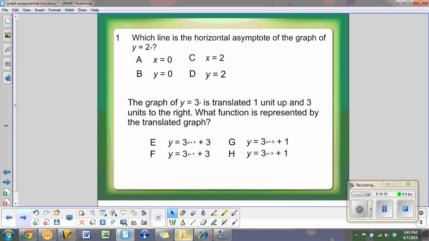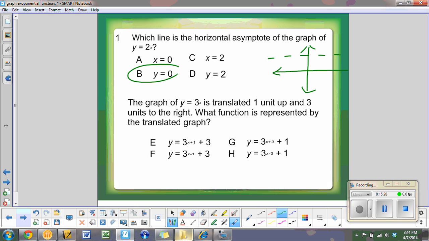So which of the lines is the horizontal asymptote of this graph? The horizontal asymptote would be this way. This is horizontal. That's our y. So it's y equals 0 because there's nothing being added to the back of this. It's just plus 0.